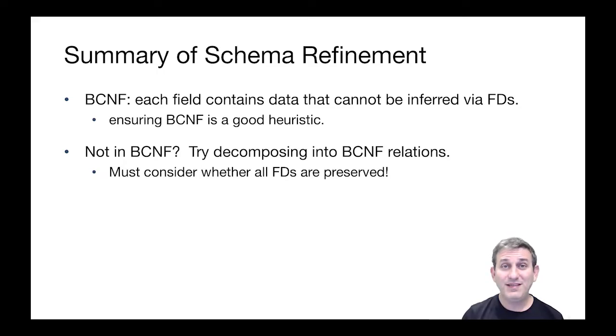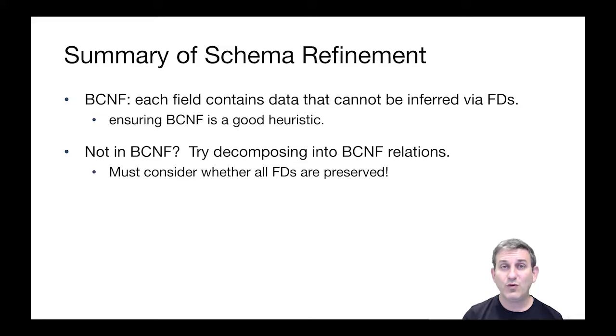To summarize, BCNF is the normal form that lived. Each field in BCNF contains data that cannot be inferred via functional dependencies. All right, it's data that we absolutely have to store. And so ensuring BCNF is really a good policy. It's a good heuristic. And I do say heuristic because it might not always be the solution for you.